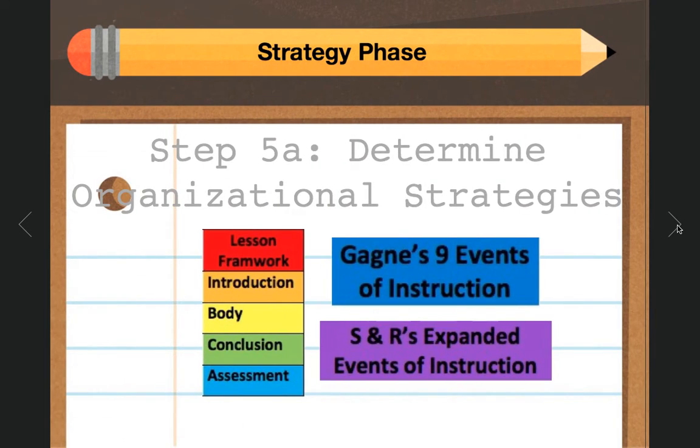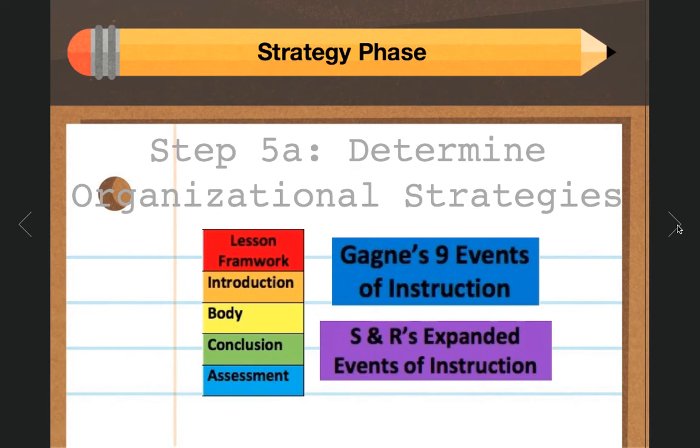The second phase, the strategy phase, includes 2 steps. The first step, step 5, includes identifying organizational, delivery, and management strategies. And we're going to split this into 3 slides because of the amount of information. So the first part of step 5 is to identify the organizational strategies.